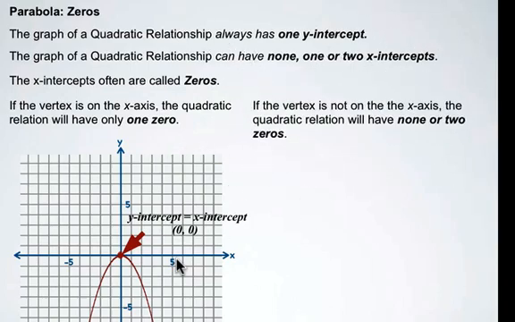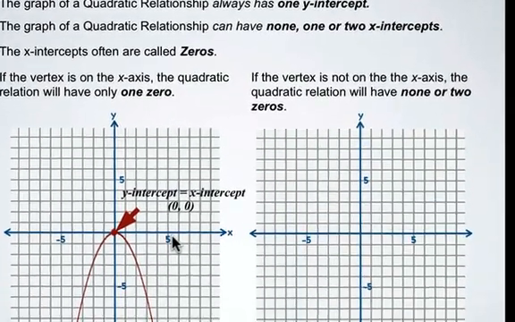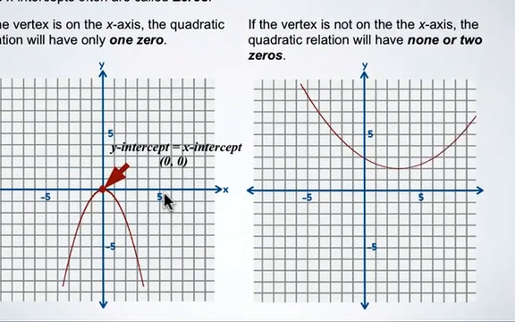If the vertex is not on the x-axis, the quadratic relation will have none or two zeros. Here's an example. This quadratic relation does not cross the x-axis, so it has no zeros or no x-intercepts. Here's another example where it does not have a zero value or an x-intercept.